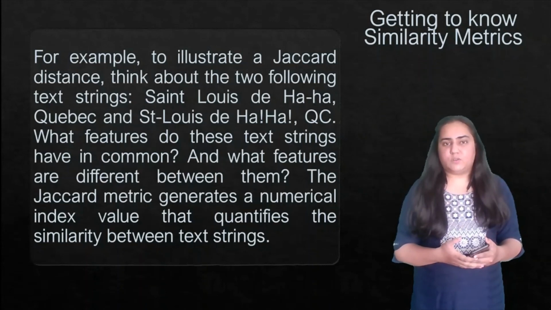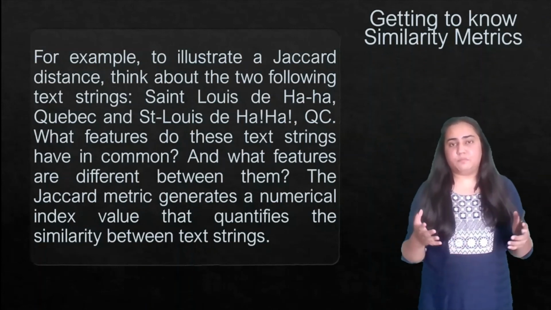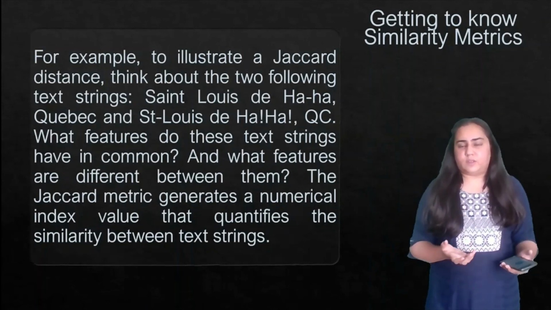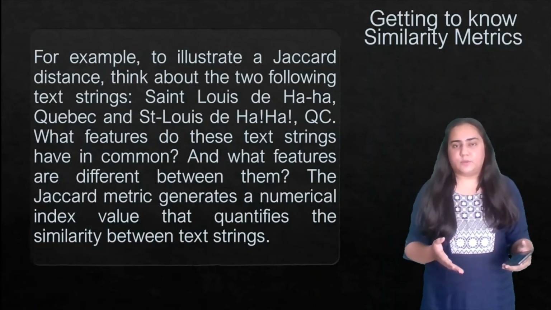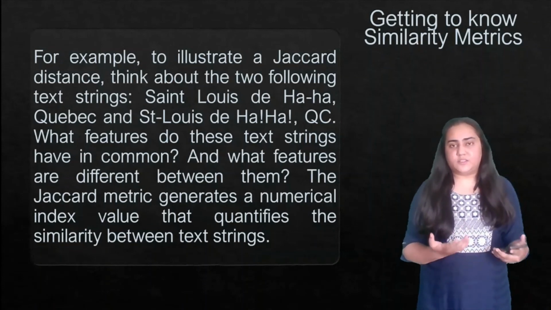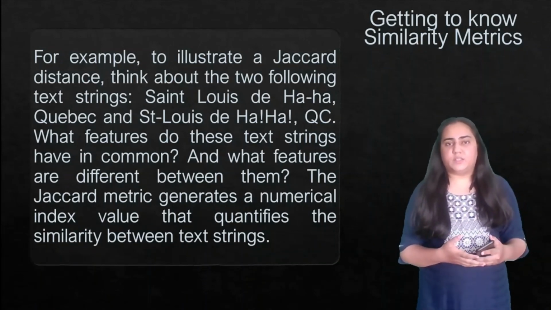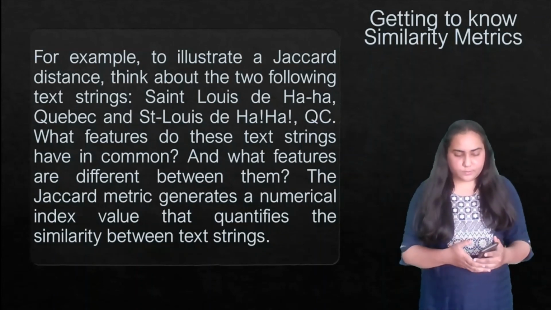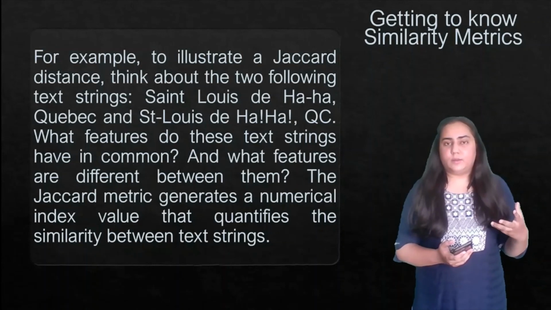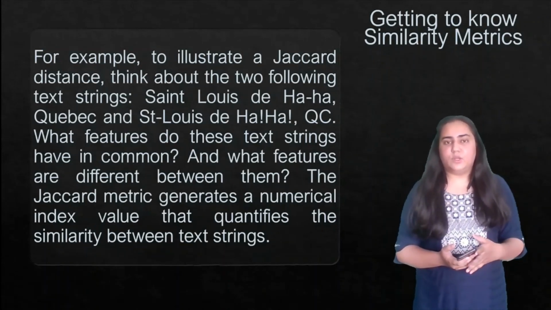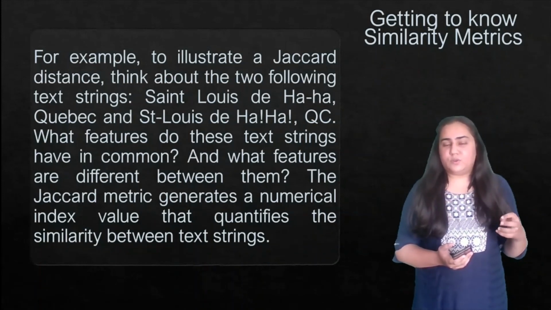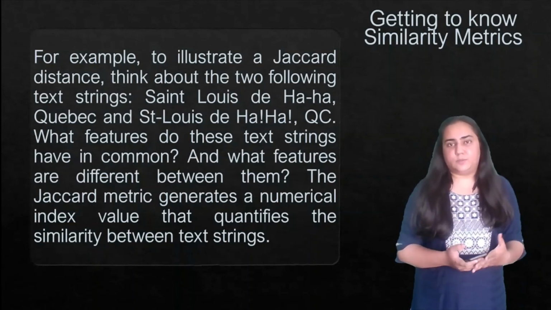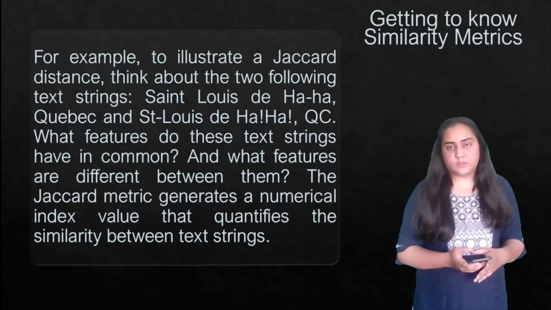So the Jaccard metric generates a numerical index value that quantifies the similarity between the text strings. So when you look at these two, how similar are they? They are quite similar because they practically contain all the same types of characters, except one contains a hyphen, another has an exclamation point, and there are some extra characters in the first string than in the second one. So we know that they are quite similar. And so the Jaccard metric actually allows you to quantify this similarity or dissimilarity between two strings. That is how it works.